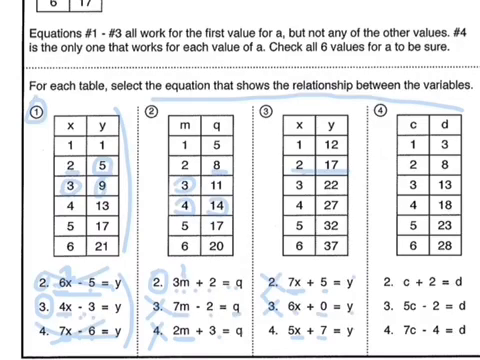5 times 2 is 10. 10 plus 7 is 17. That one works. Let's just double check it with a 3. 5 times 3 is 15. 15 plus 7 is 22, just like the chart shows. So it should be number 4.